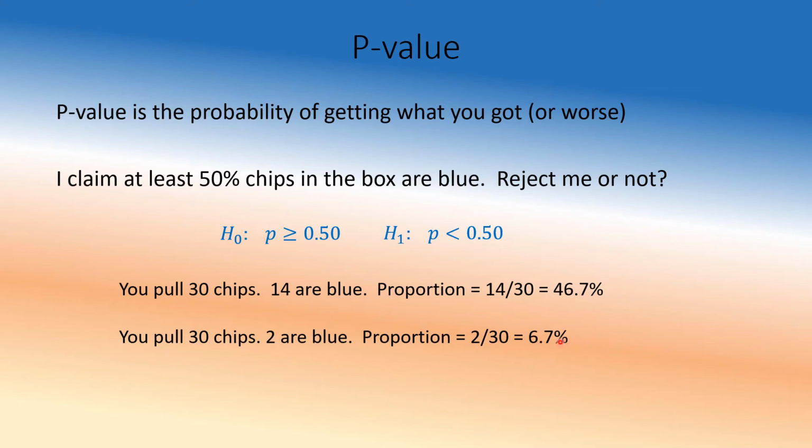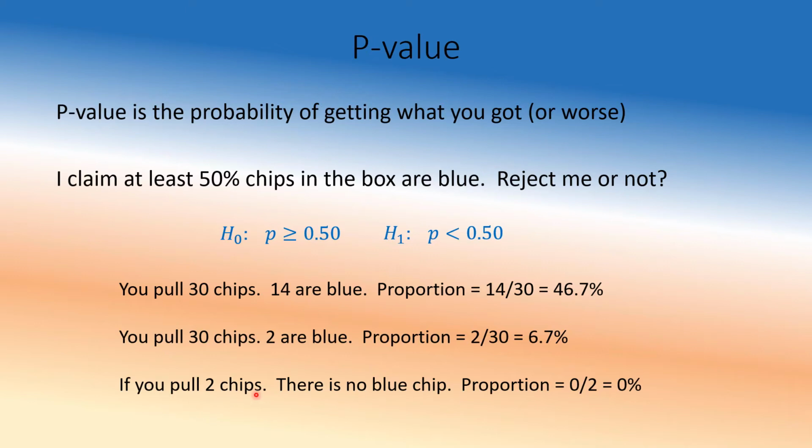What if you get 0% blue chips? Well, you are thinking right now, yep, I got to reject it, but not really. Look at this. You pick 2 chips and there are no blue chips. Proportion is 0%. What would you do now? Reject? None of us will because you only pulled 2 chips. So it's not only proportion, you also look at the sample size and all that.